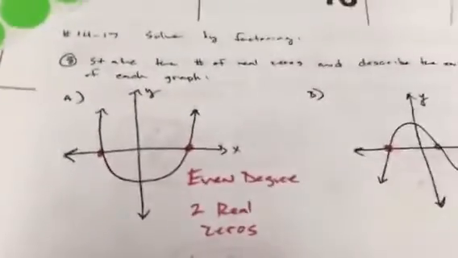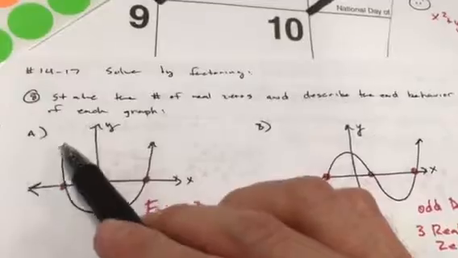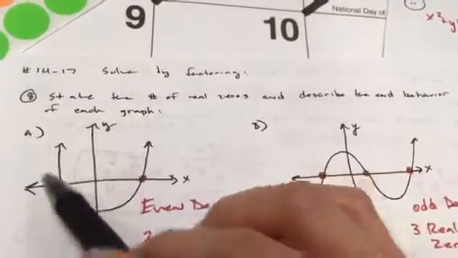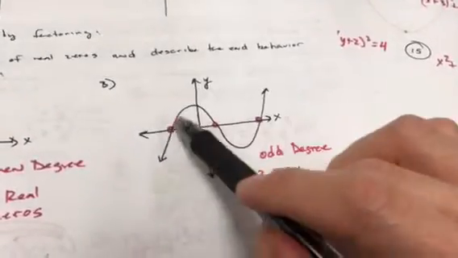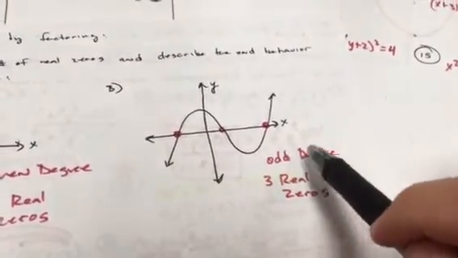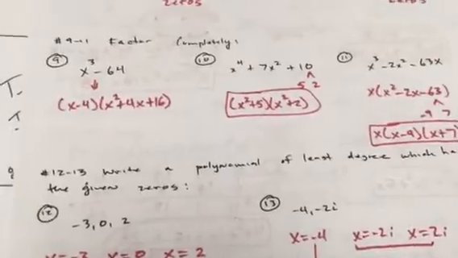coefficient. All right, folks, on number 8, state the number of real zeros and describe the end behavior. In this one, notice how the ends go in the same direction, so it's even degree. You cross the x-axis 2 times, 2 real zeros. The end behavior here is opposite. Opposite equals odd degree. You cross the x-axis 1, 2, 3 times, 3 real zeros.